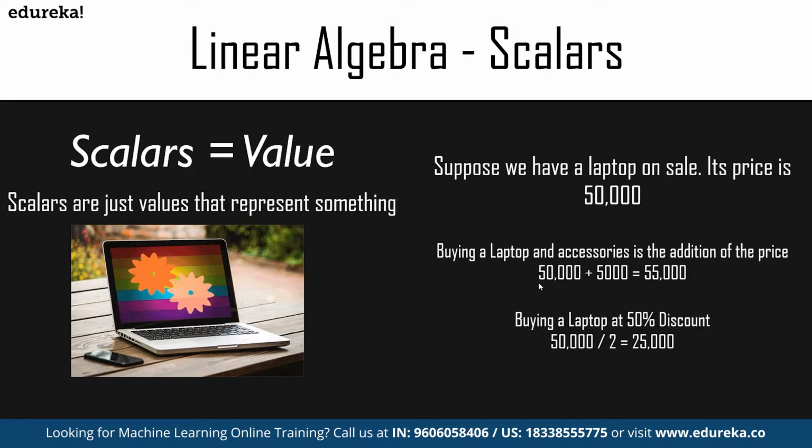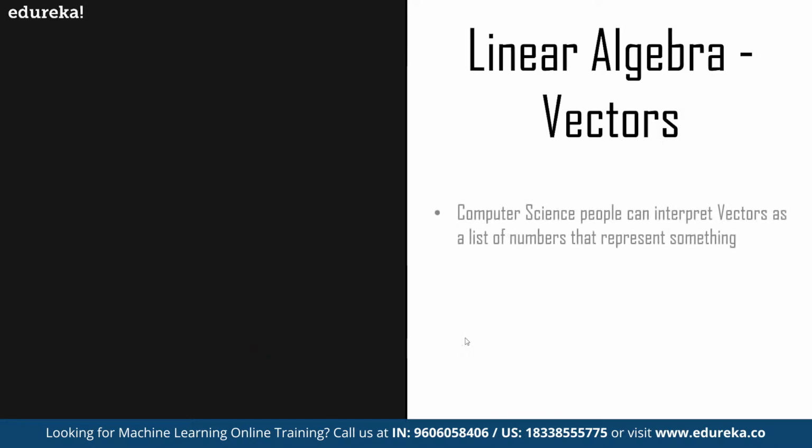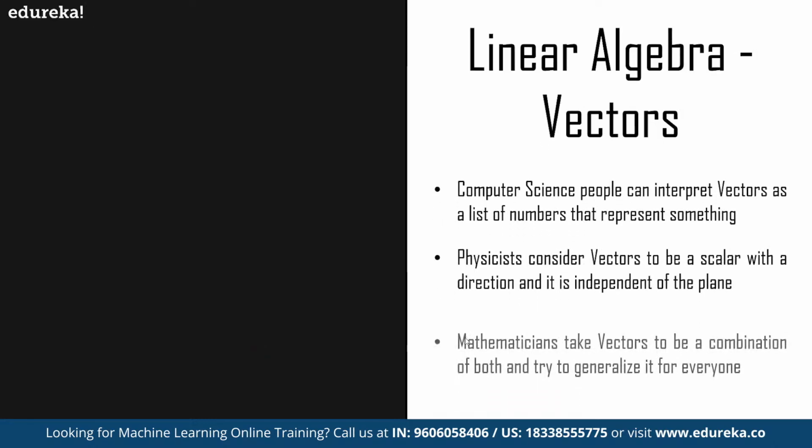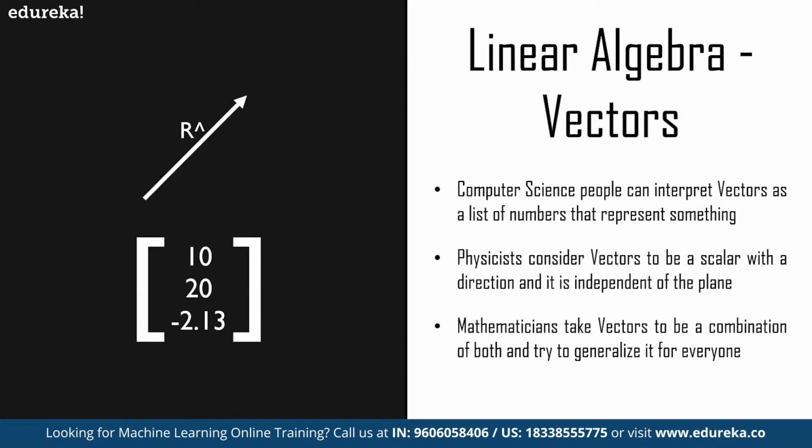So as we discussed scalars, let's move to our next topic, vectors. Vectors are a bit complicated. Basically they are different for different backgrounds. Computer science people can interpret vectors as a list of numbers that can represent something. Physicists can consider vectors to be a scalar value with a direction, and it is independent of the plane.